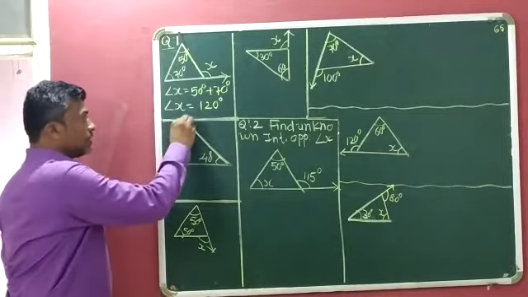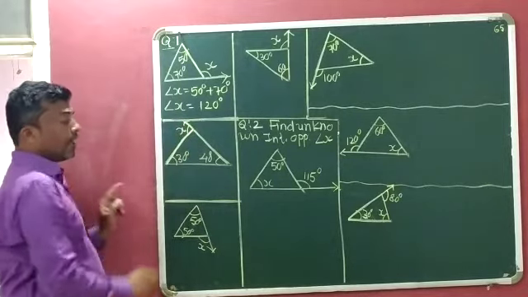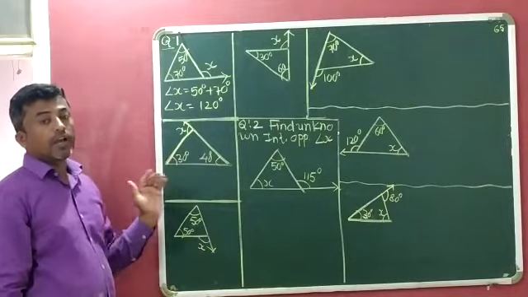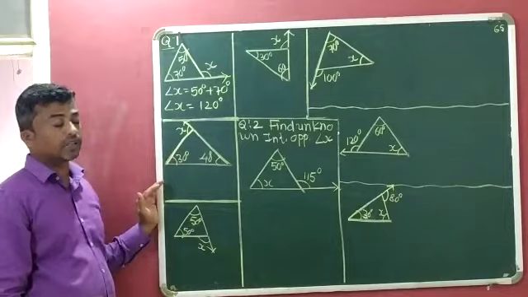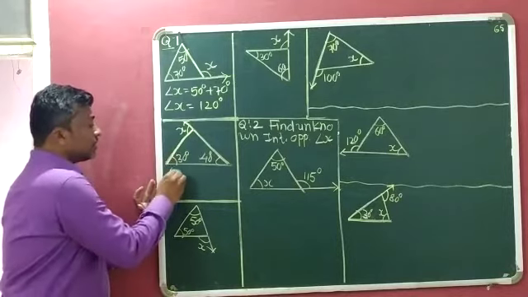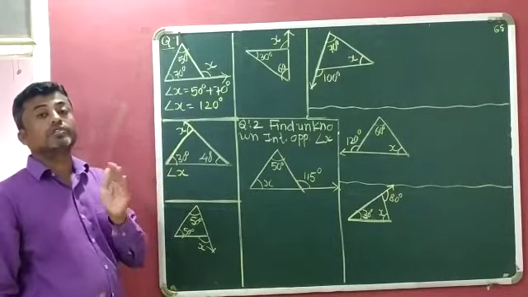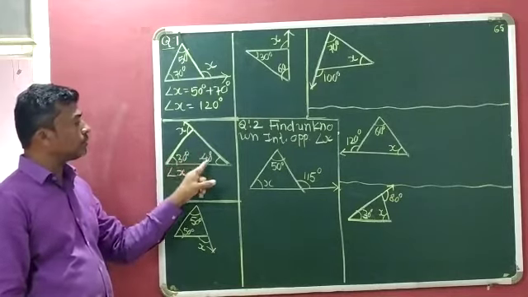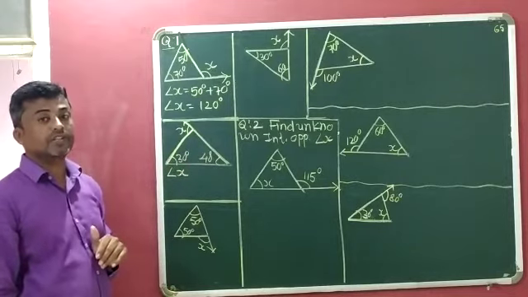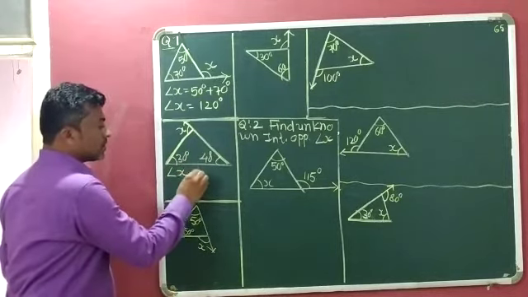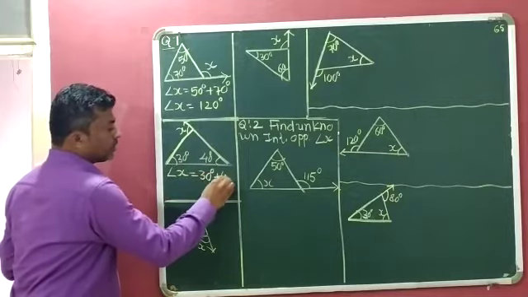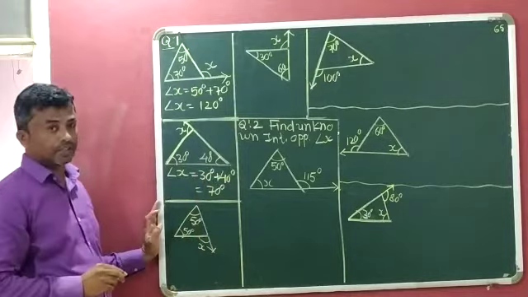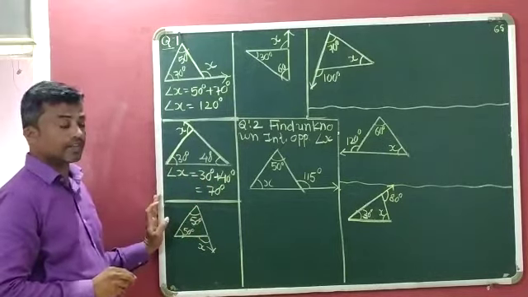See in the second figure, this is the exterior angle and its interior opposite angles are 30 degree and 40 degree. According to the exterior angle property, an exterior angle is equal to the sum of its interior opposite angles. Means here we will do the sum of 30 degree and 40 degree to identify the exterior angle. So angle x is equal to 30 degree plus 40 degree, 30 plus 40 is equal to 70 degree. So final answer is 70 degree.